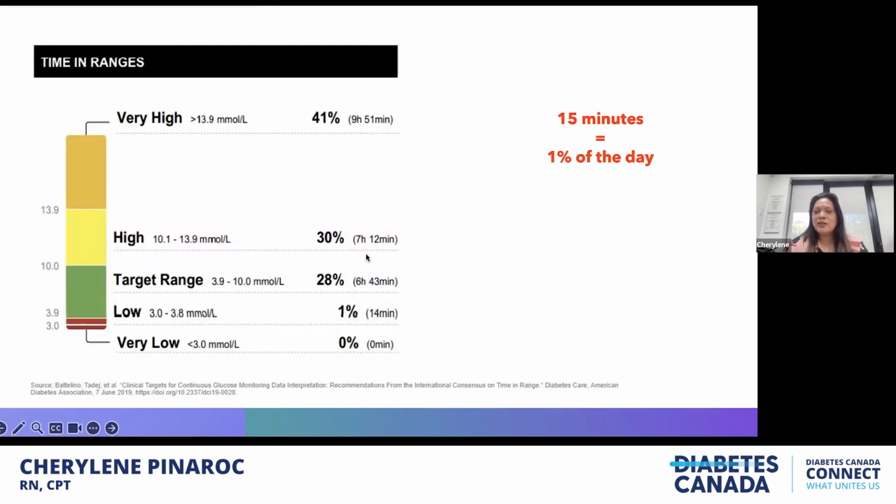When we look at it, about 1% equals 15 minutes of the day. So if this patient is having a lot more hypos, say, for example, 4%, they're spending 60 minutes of their day in hypoglycemia. So I'm pretty sure there's going to be a lot of work that needs to be done, and probably a lot of discussions of what's happening, because we probably would have to change their treatments.